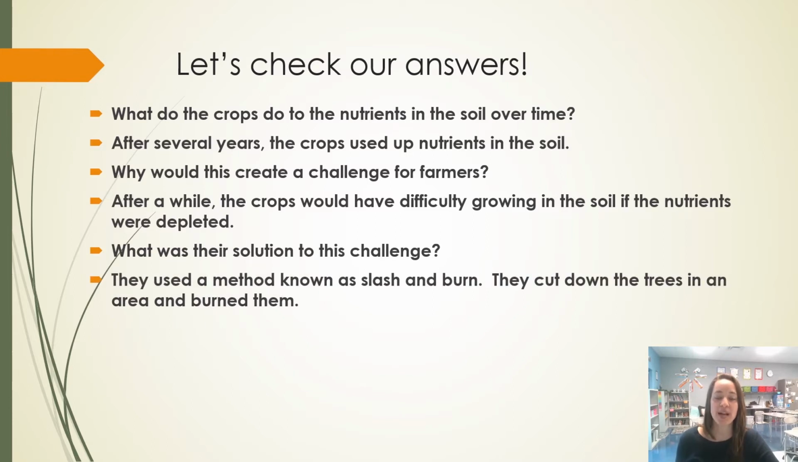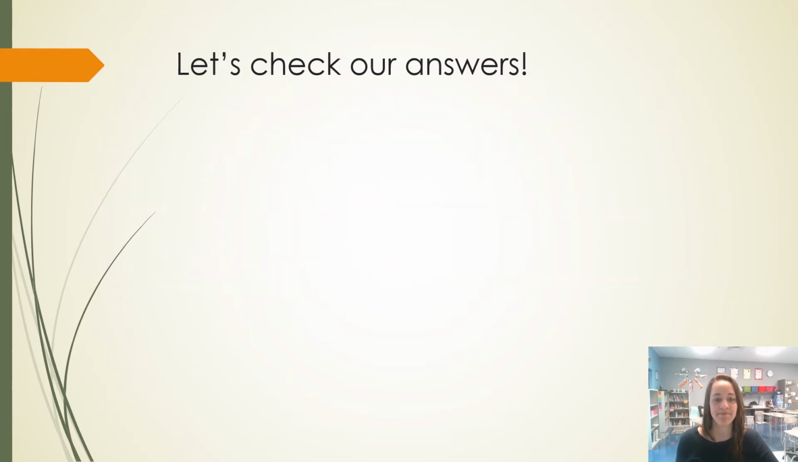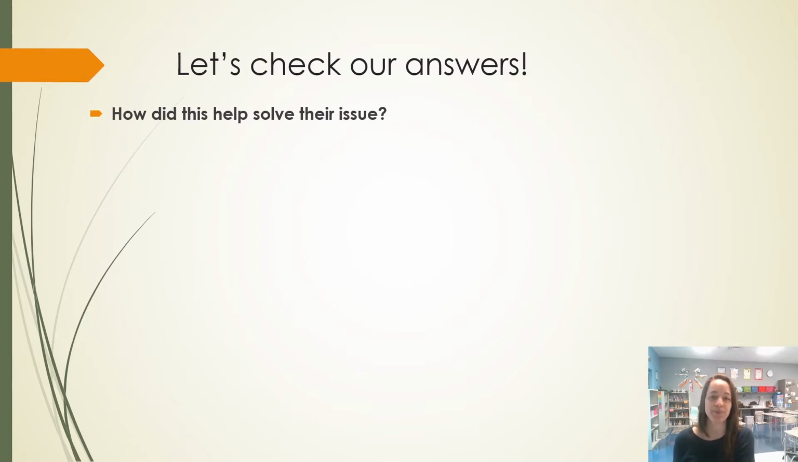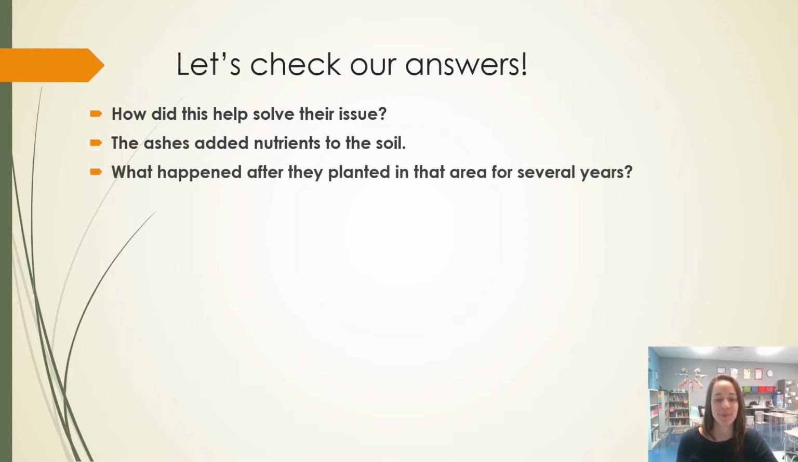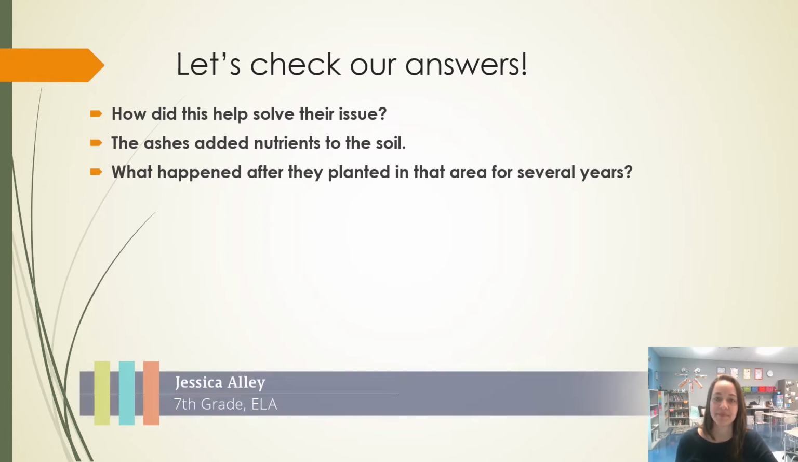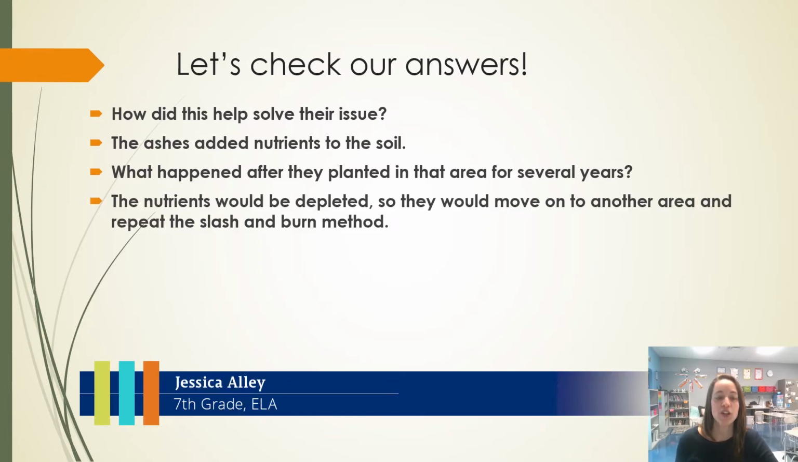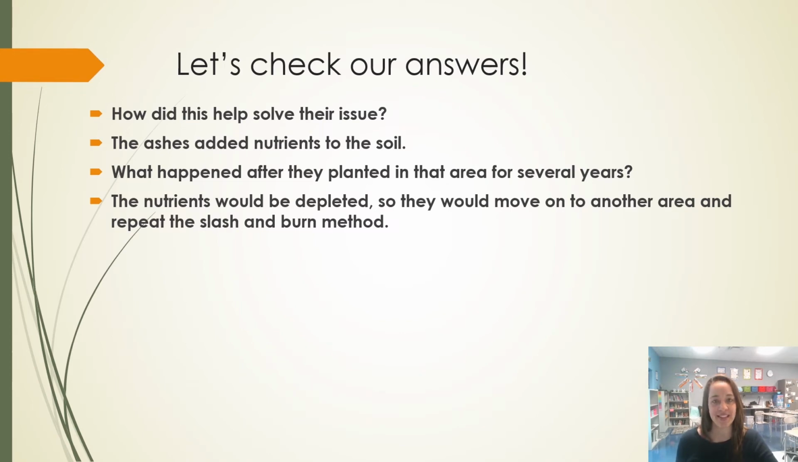They used a method known as slash and burn. They cut down the trees in an area and burned them. How did this help solve their issue? The ashes added nutrients to the soil. What happened after they planted in that area for several years? The nutrients would be depleted, so they would move on to another area and repeat the slash and burn method.